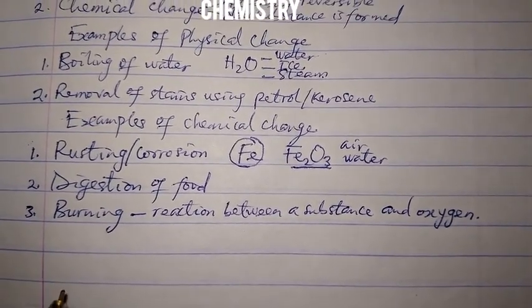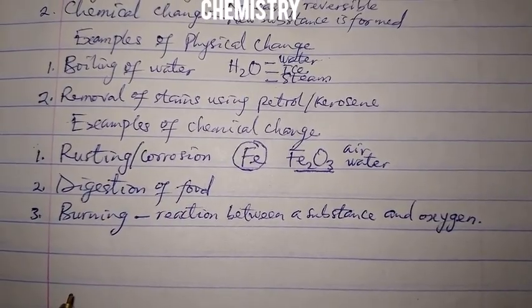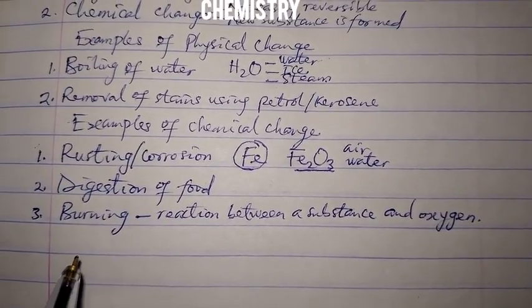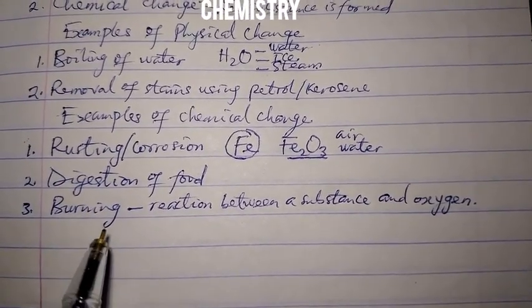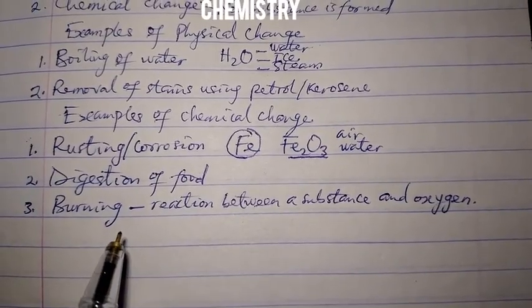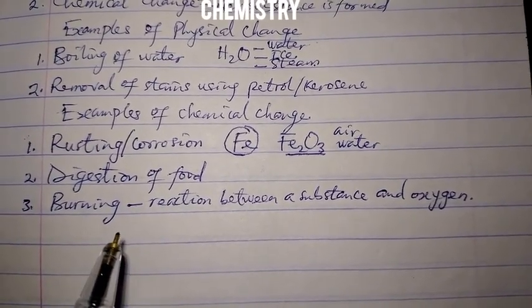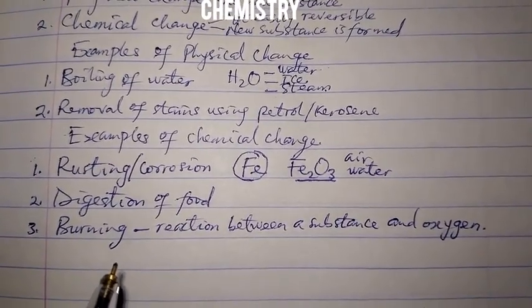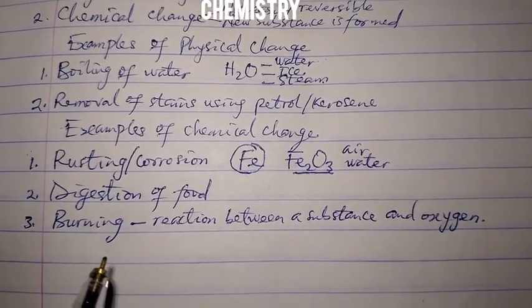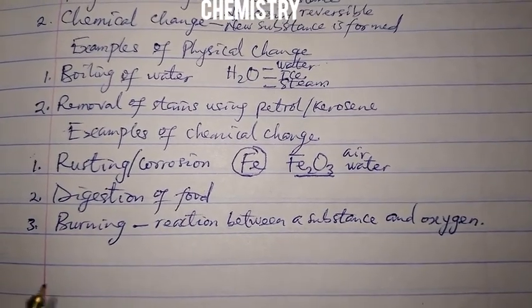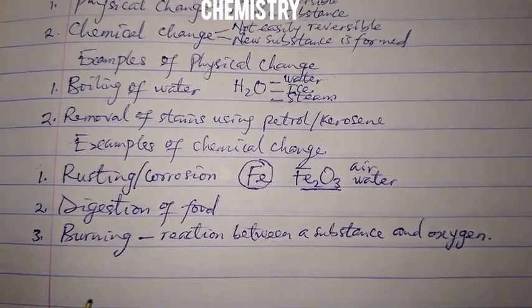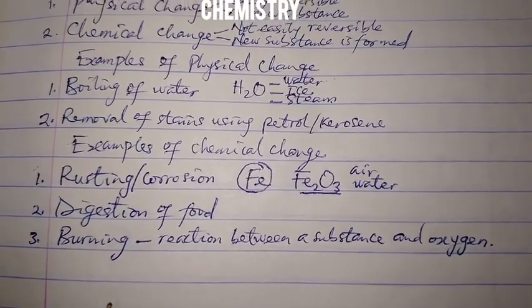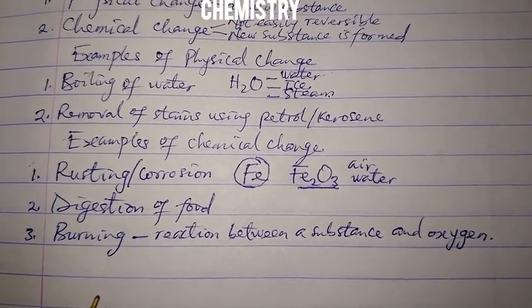Okay, these are examples of chemical change. Now, burning can take place in many forms. You can have combustion, burning of magnesium, that is when magnesium reacts with oxygen. Combustion, mainly of carbon, when carbon reacts with oxygen, all those things. But for now, let's just keep it simple like this. I believe you are following me, right?